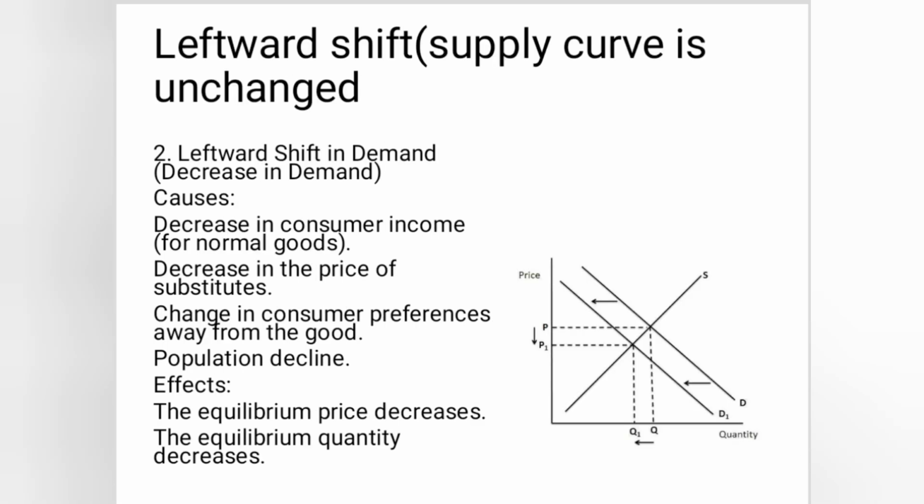Now we will be discussing what are the reasons for the leftward shift. Okay, so even here also we have the supply curve unchanged, but the demand is shifting towards the leftward. So might be there is decrease in the consumer income or decrease in the price of the substitute or change in the consumer preference. So that will lead to change of the demand curve towards the left. So it will lead to equilibrium price decreasing and quantity also decreasing.